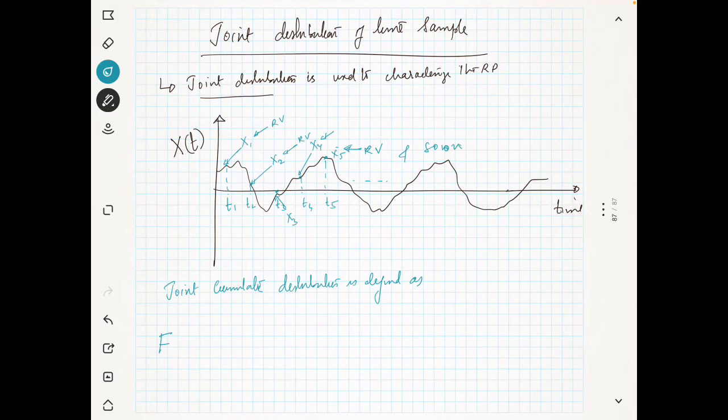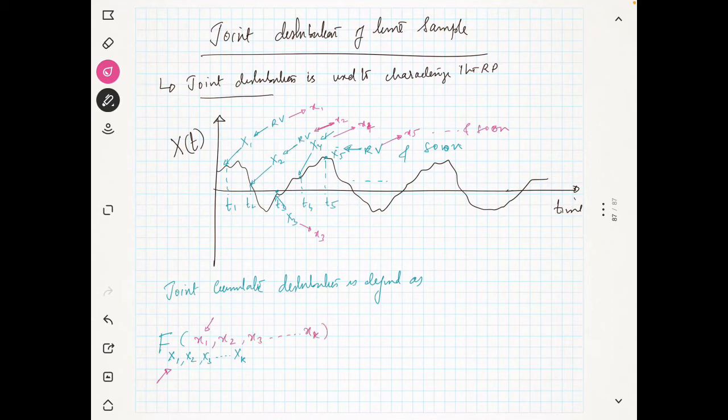So the joint distribution for the random variables x1, x2, x3, in general up to xk, which take the values small x1, small x2, small x3, small x4, small x5, and so on. That means the capital X1 takes the value small x1, X2 takes the value small x2, x3, etc. up to xk.